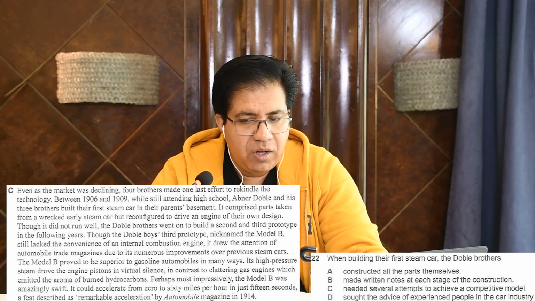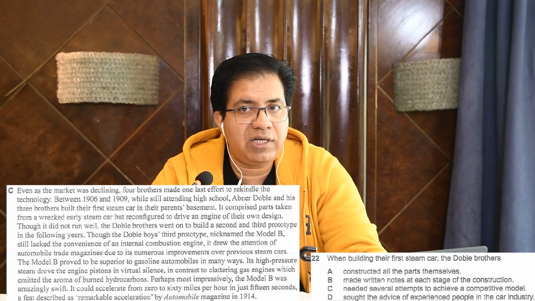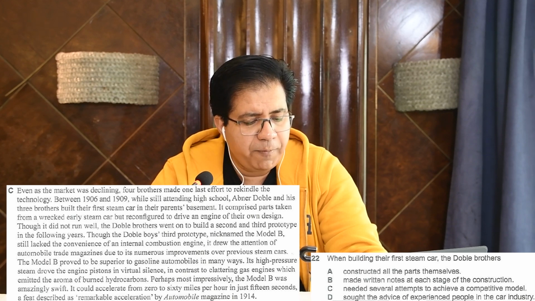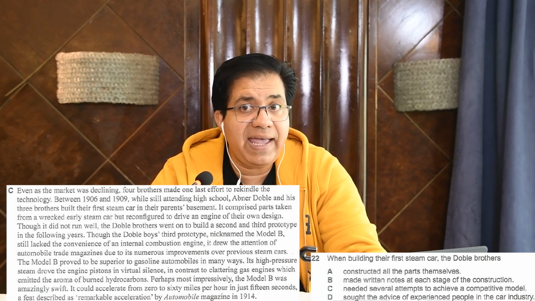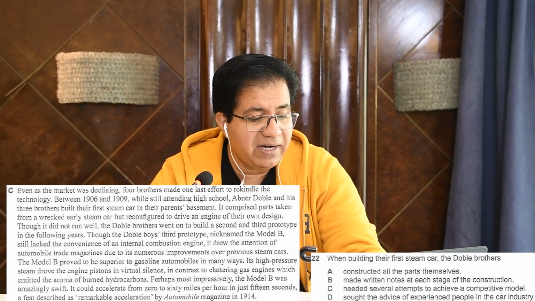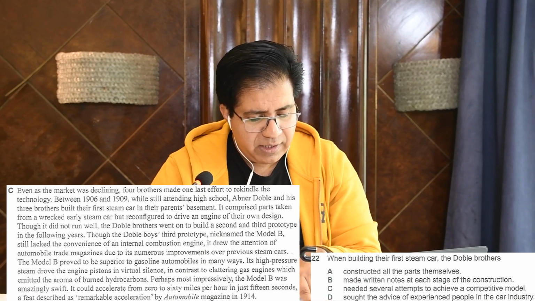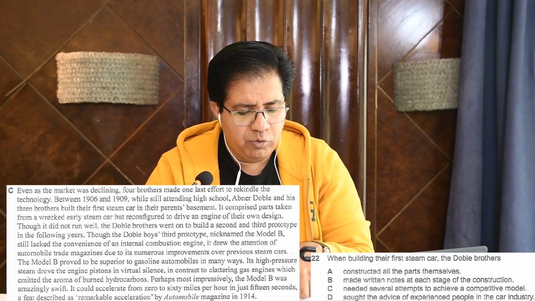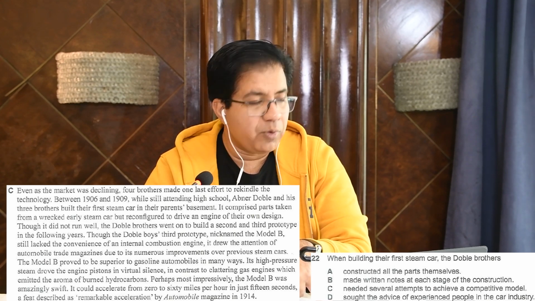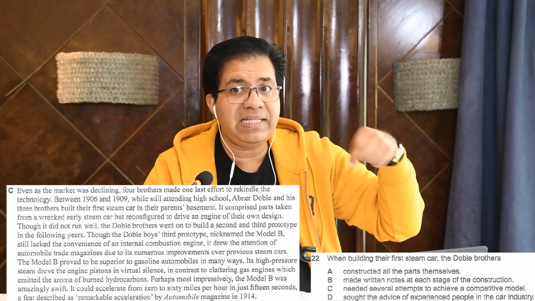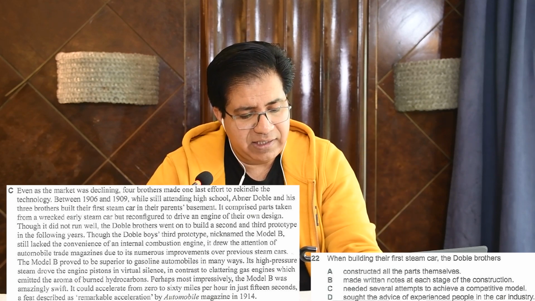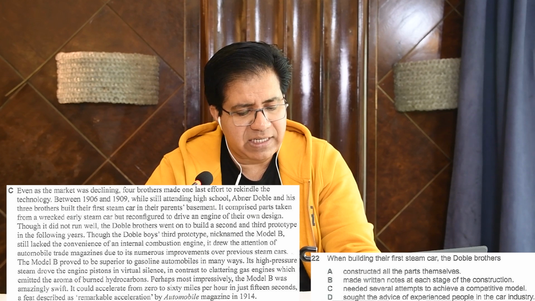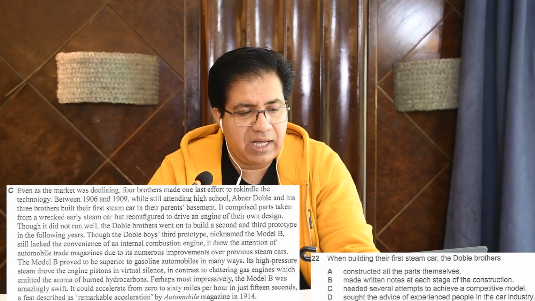No. Option B, made written notes at each stage of the construction? No, not mentioned. Option C, needed several attempts to achieve a competitive model? Yes, prototypes. Several attempts means they made prototypes. It's mentioned here very clearly. Doble brothers went on to build the second and the third prototype. Second and third prototype means several attempts. Exactly. So several attempts to achieve a competitive model. C will be the right answer.